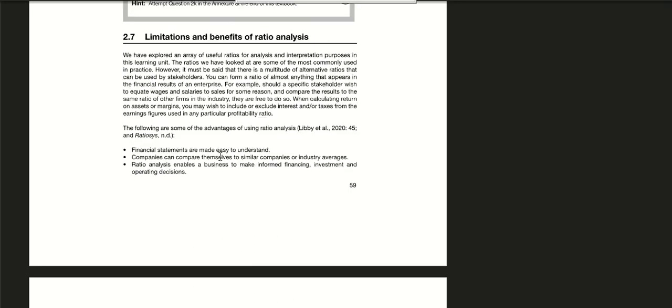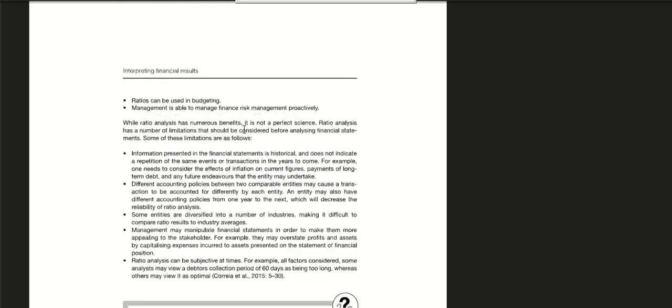Financial statements are made easy to understand with the ratios. That's a fact. But companies also need to make this comparison with similar companies or industry averages, right? They also say that it enables a business to make informed financing, investment, and operating decisions, which I totally agree with, right?